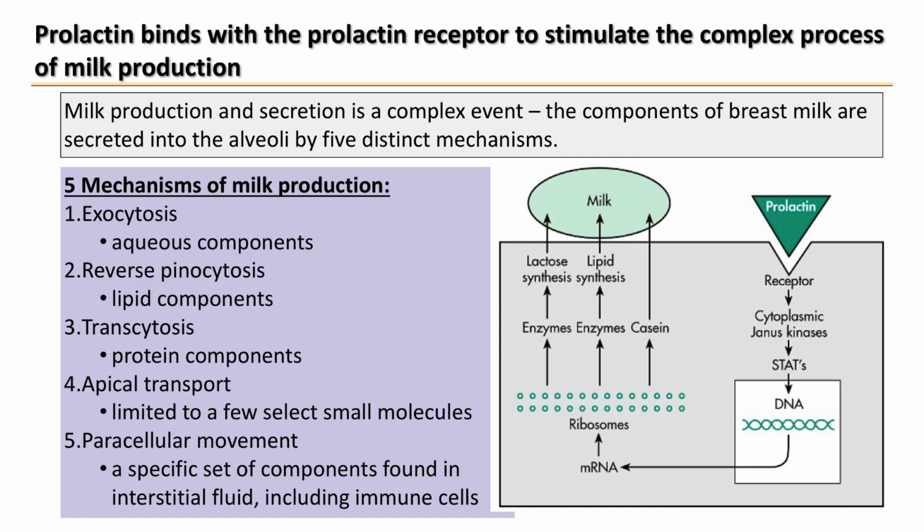There's reverse pinocytosis, whereby the lipid components are actually pinocytized and put into the droplets. There's transcytosis, whereby once the lipid droplet is formed, there's movement of proteins back and forth. We have apical transport, okay, which is limited to a very few select small molecules. And we have paracellular movement, i.e. a specific set of components found in the interstitium, including immune cells, i.e. maternal milk during lactation is a very complex, nutrient-rich fluid.